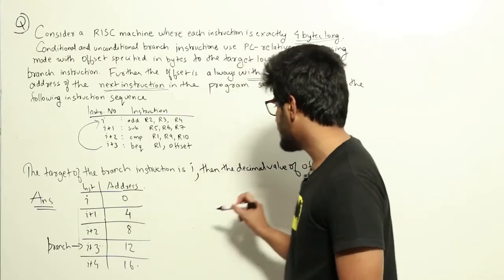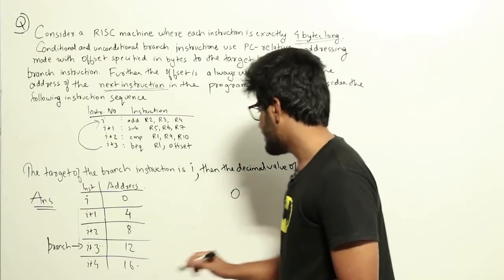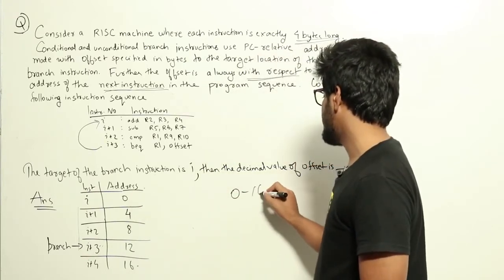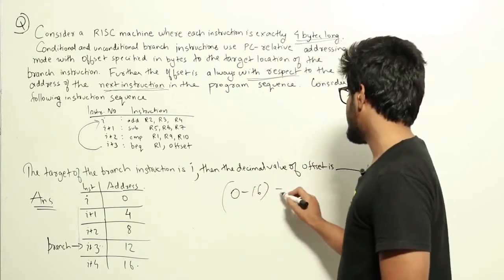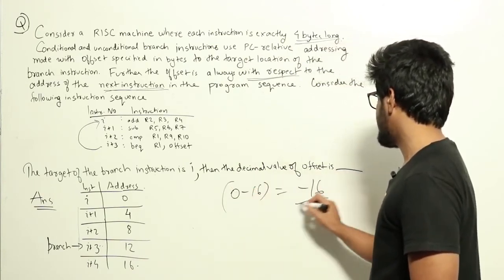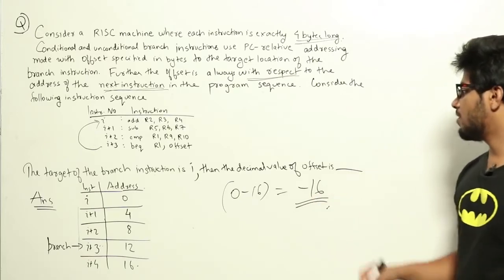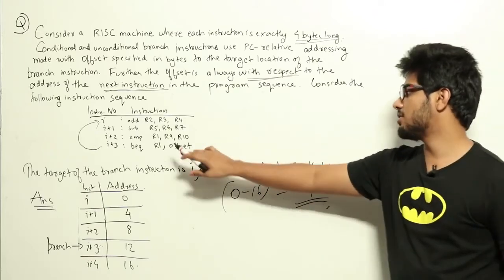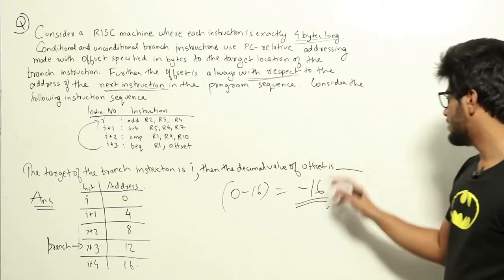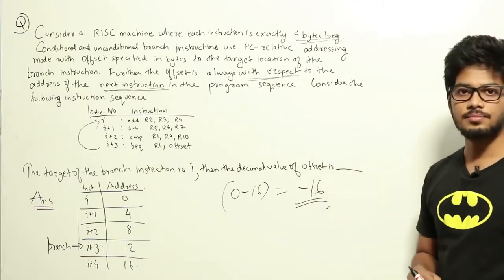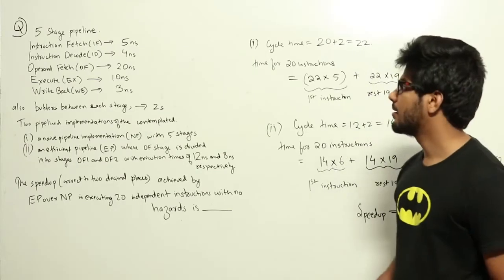I's address is 0, and this one's address is 16, so the difference between these two is 0 minus 16, that is minus 16. So this will be the offset that we need to enter here in order to branch to instruction I. So the answer is minus 16.